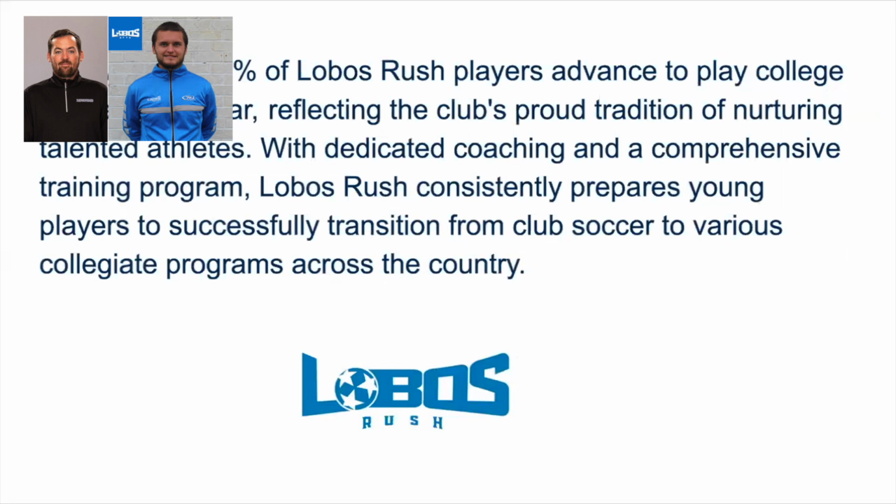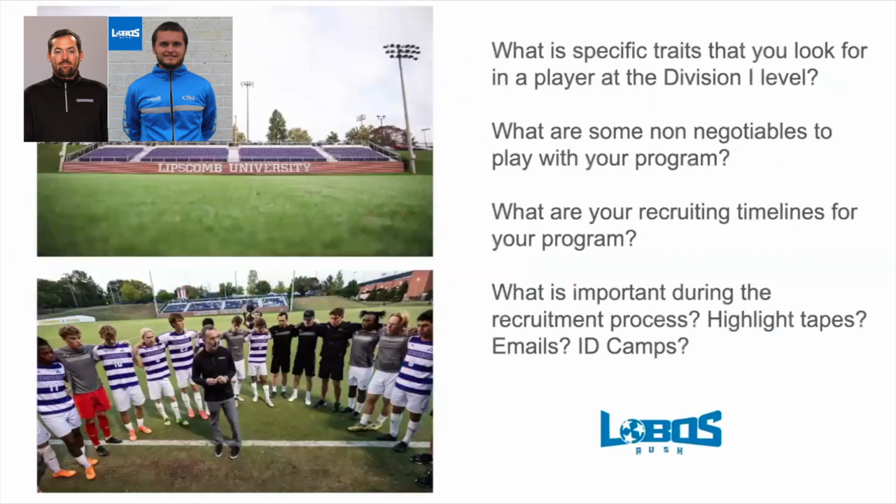So basically, something that I've put in the start of the presentations: on average 55% of Lobos Rush players advance to play college soccer each year. We want to do a better job of getting younger ones, i.e. freshmen, sophomores, juniors, and even seniors sometimes, to understand the recruitment process. When do we start? What's important in regards to what you need to be doing on your end, and then also hear it from the college coach's standpoint of what they look for on their end, and just connect the dots.